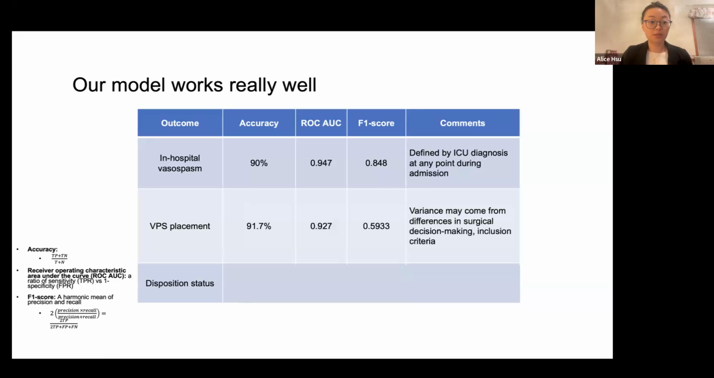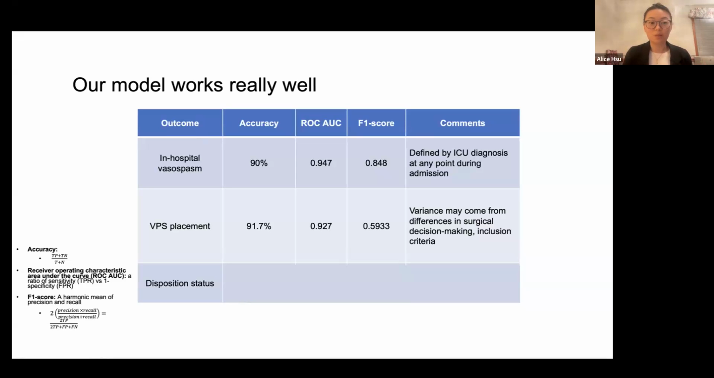In terms of the VP shunt placement, our model is actually very accurate at predicting whether or not a patient should get a VP shunt. However, it's not very precise. So as you can see here, the accuracy is high compared to the F1 score, which is a 0.6 thereabouts. So it's very good at predicting when you need a shunt, but our model will also give you a lot of false positives.